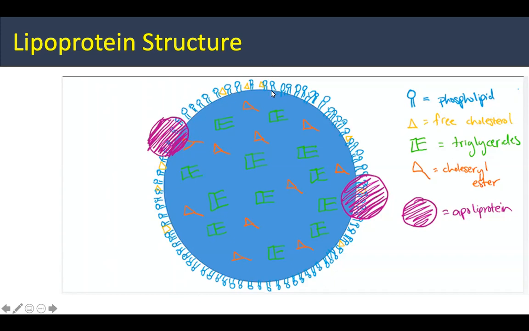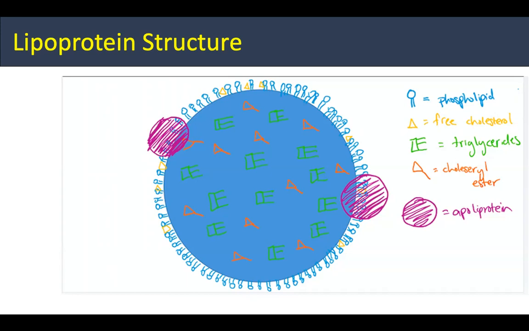So I told you what was on the outside of the lipoprotein, right? I told you there's a phospholipid, just a monolayer, just one layer. I told you that there's this free cholesterol. It does not have a fatty acid attached to it. It's a free cholesterol. And I told you that there's an apolipoprotein, okay? The function of my lipoprotein is to transport lipids, okay?